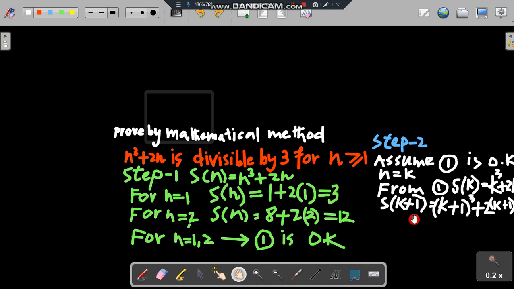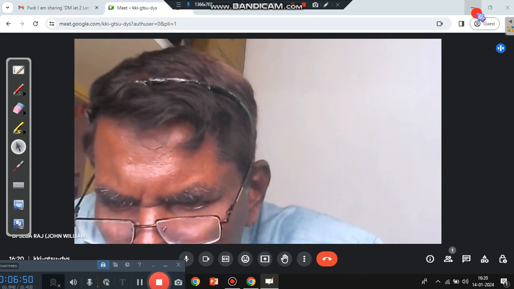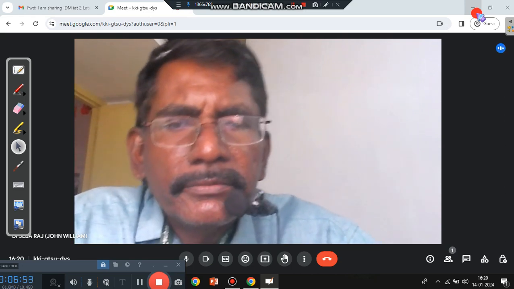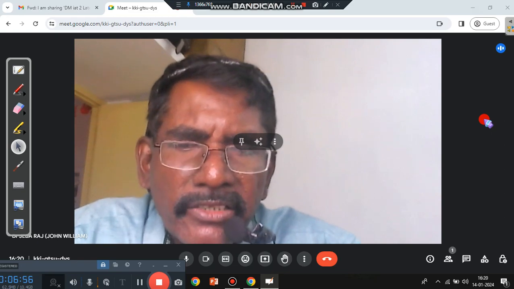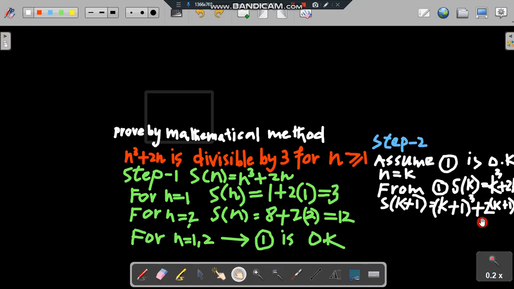Okay, now I'm going to simplify the right hand side. Look, this cube I can expand. If you expand the cube terms, what you will get is k cube plus 3 into k square plus 3 into k plus 1, plus 2 into k plus 1. That's what you will get.